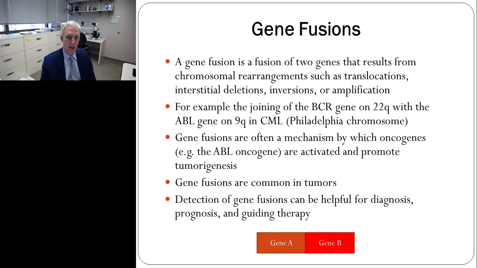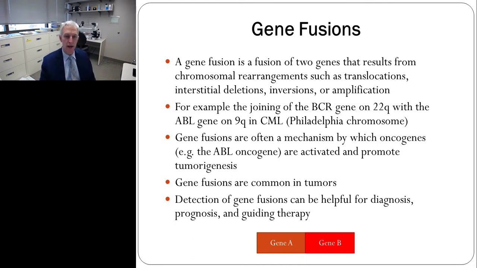And one of the best known examples, and the very first example, was the gene fusion that results from the Philadelphia chromosome that occurs in patients with chronic myelogenous leukemia. This was the very first genetic alteration that was ever discovered in a tumor way back in the 60s by Janet Rowley. And she found that there's a translocation in over 95% of CML cases that joins the long arm of chromosome 22 to the long arm of chromosome 9.